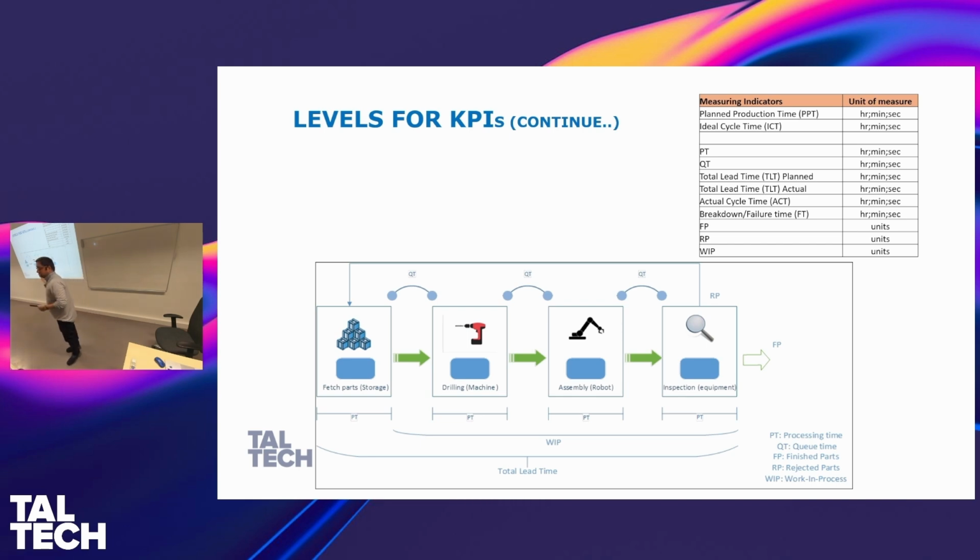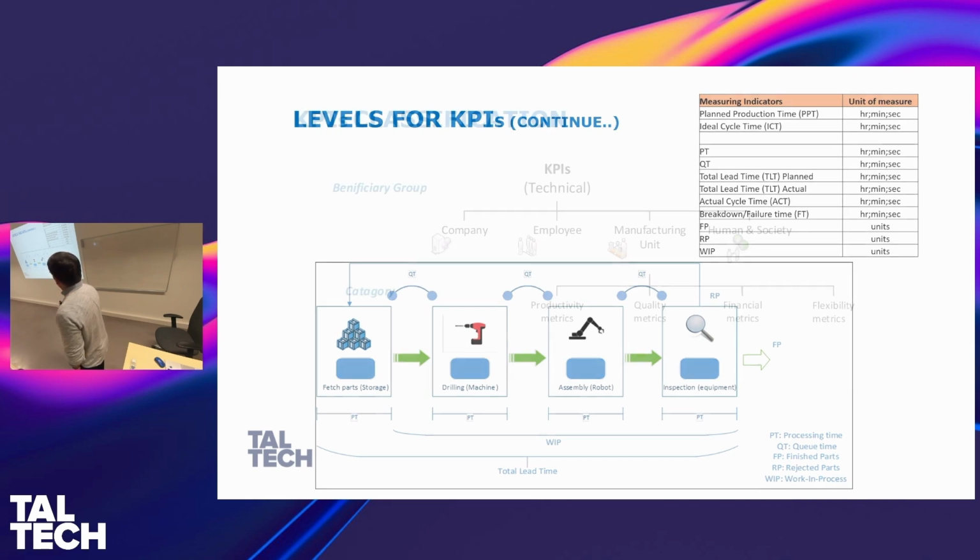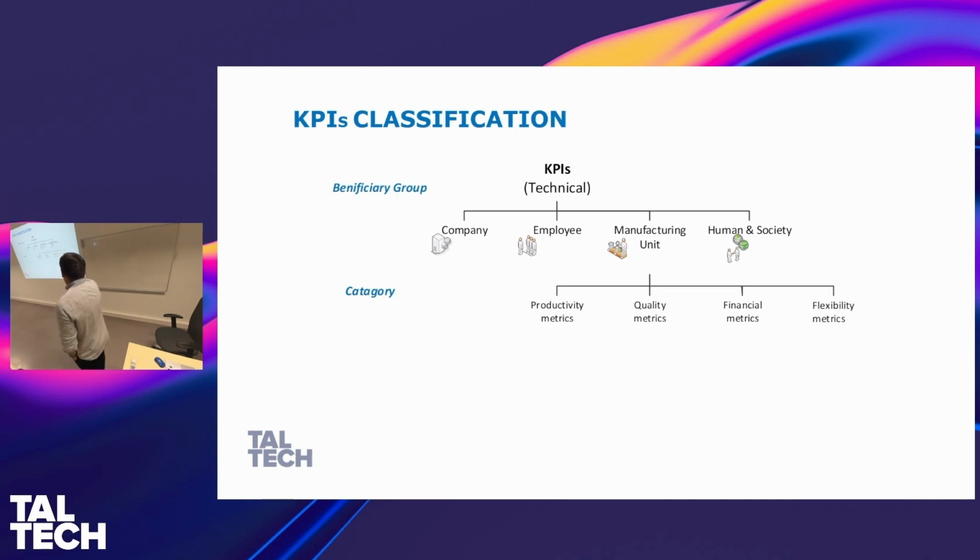So we need process mapping for that purpose. Map out the process, and then decide where to collect the data and what to collect: processing time, queuing time, and the finished goods that we produce and the rejected parts. So that is the level that we have.